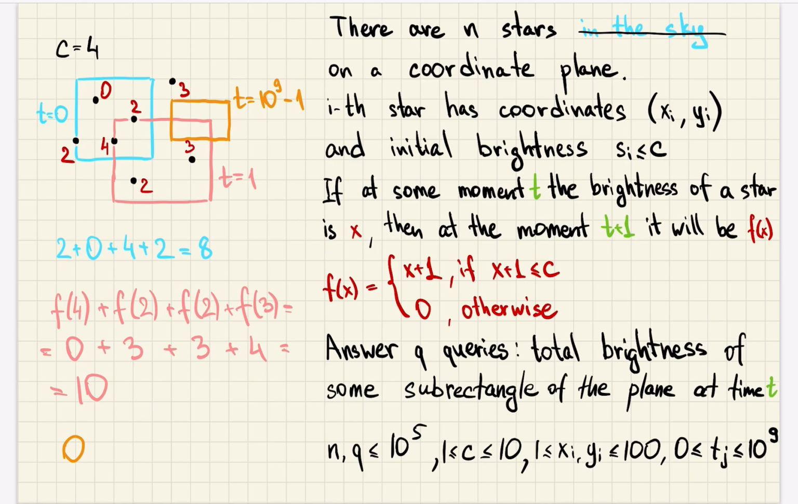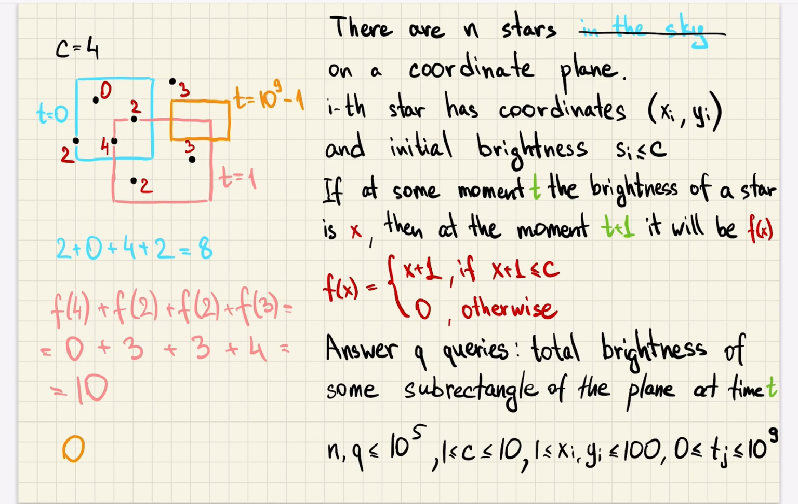The brightnesses will change with time, and if at some moment t the brightness of a star is x, then at the next moment t plus 1, it will change to f of x. So depending on current value x, it will change to either x plus 1 if x plus 1 is at most c, or if it is bigger than c, so the star cannot have that value of brightness, it will become 0.